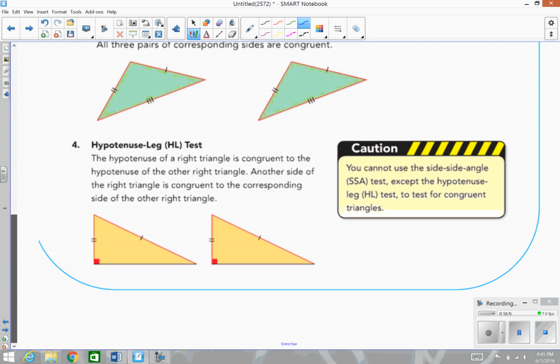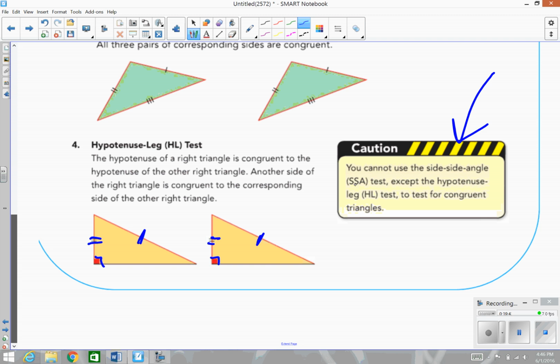And then lastly, we have this funky one called the hypotenuse leg test. The hypotenuse of a right triangle is congruent to the hypotenuse of the other right triangle. So we have our hypotenuse is congruent, and another side is congruent, one of the legs, and it has to be a right triangle. So the hypotenuse leg test only works for right angles. You cannot use side, side, angle except when it's hypotenuse leg. That's important every time someone tries to use that and it doesn't work.